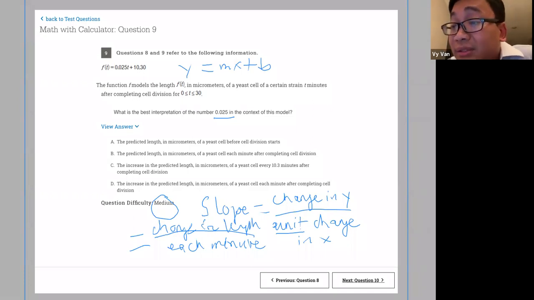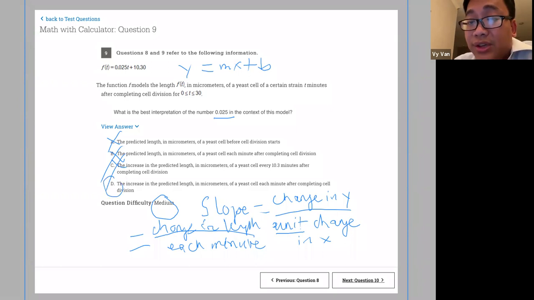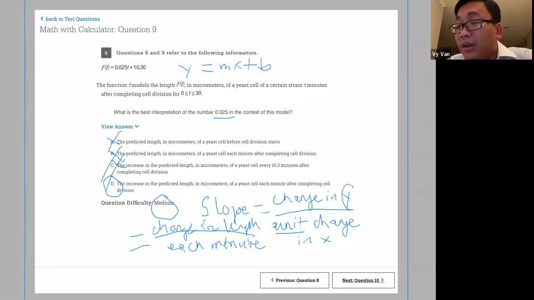Which one says that? Not A, not B. So increase in length over each minute. The answer is D. So please memorize this formula right here. Slope is change in y over each unit change in x. And all you have to do is replace the y and x with the real world representation of it.